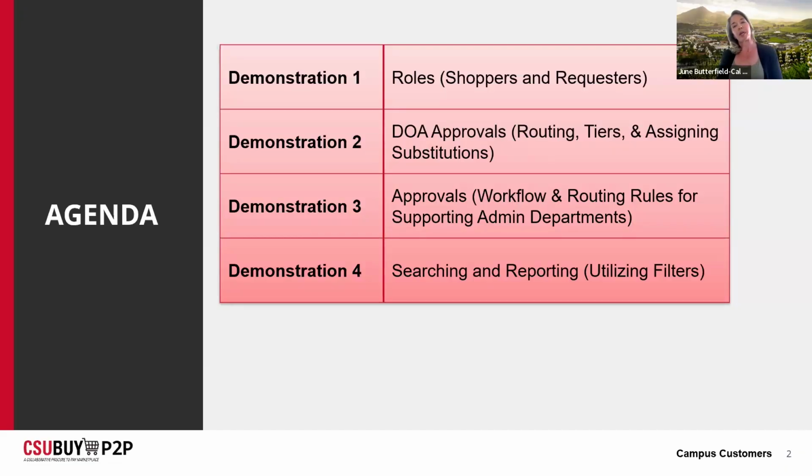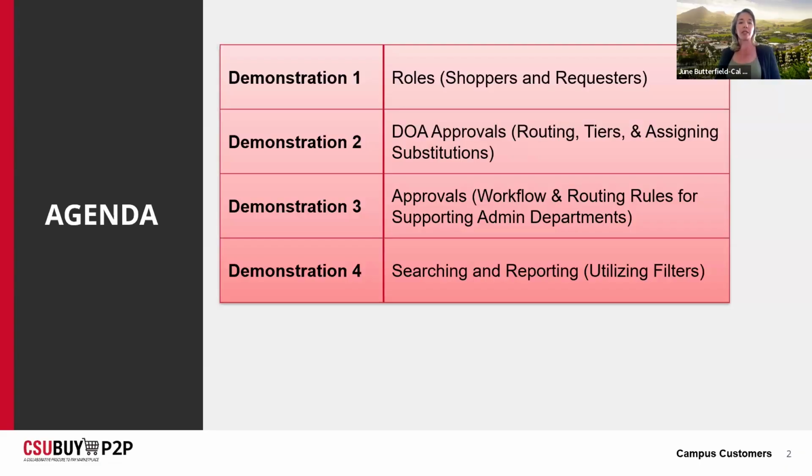The first one, we're going to begin by reviewing the different roles within CSUBUY and the responsibilities. We'll discuss how shoppers, requesters, and approvers interact in the system and how their actions affect the procurement workflows. Next, we'll cover in demonstration number 2, the delegation of authority, DOA approvals, and how requisitions are routed based on assigned tiers and CFS, which is chart field streams. We're going to dive into how to assign substitutions for when an approver is out of the office to ensure that there is no delay in processing or workflow steps.